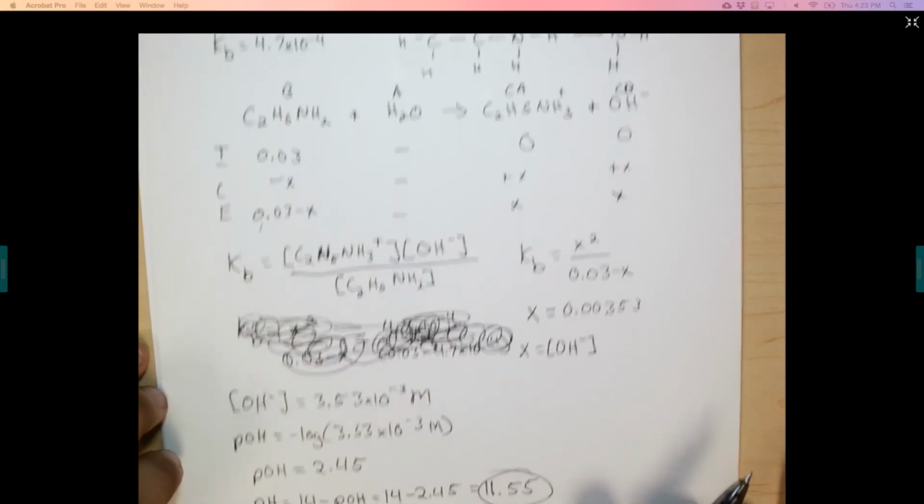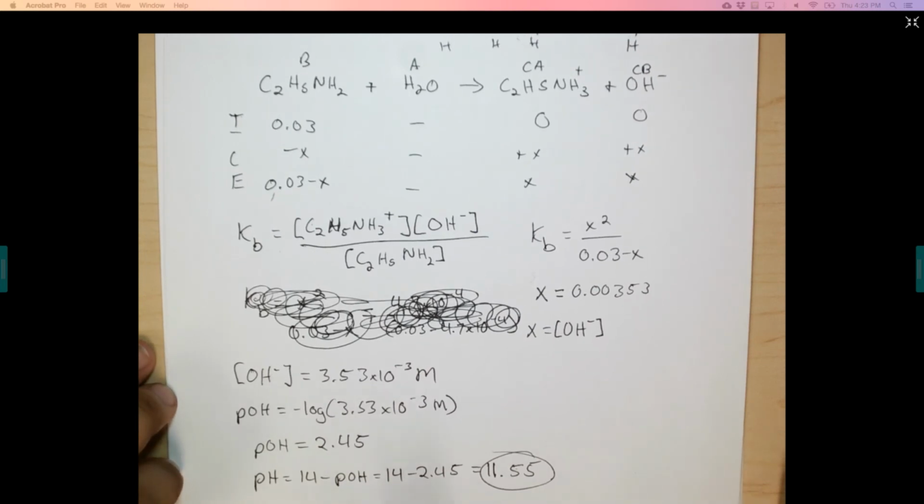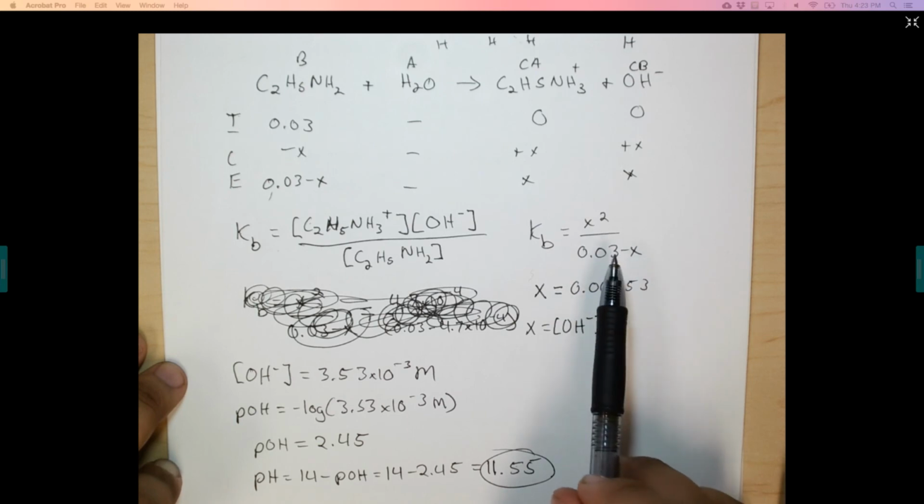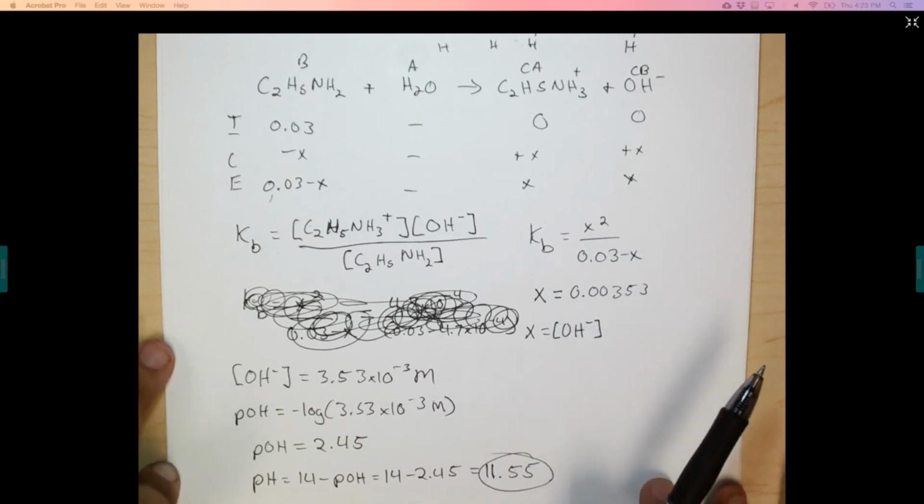So this is how to use Kb to determine pH. You have to be able to do this, solving for the x quadratic, determining whether you need to drop it or not, and then using the ICE table.